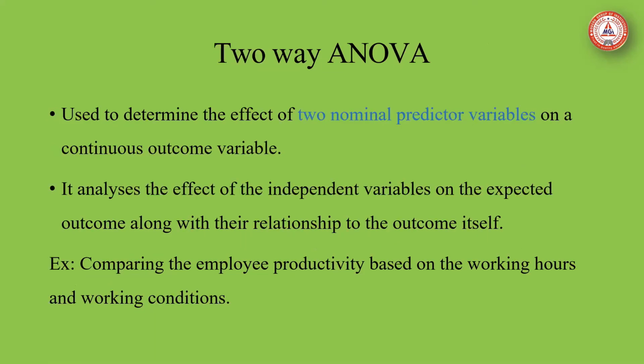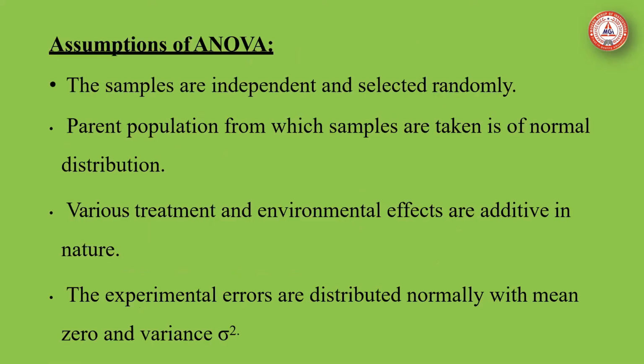Two-way ANOVA is used to determine the effect of two nominal predictor variables on a continuous outcome variable. It analyzes the effect of independent variables on the expected outcome along with the relationship to the outcome itself. For example, comparing the employee productivity based on working hours and working condition. So two parameters are there, working hours and working condition. Therefore, it is two-way ANOVA.